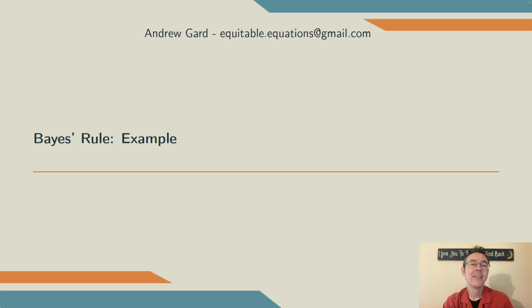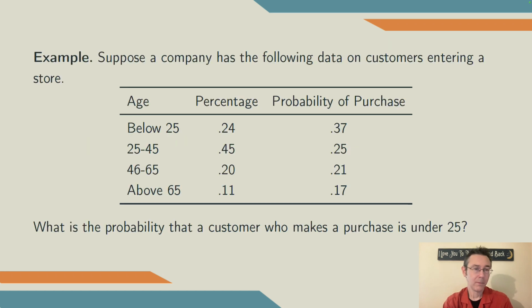Hey everybody. Today we're doing an example of Bayes' rule. We're imagining a situation where a company has data on customers entering their store. They know the age breakdowns of people that come in. For instance, 24% of the people that come in their stores are under the age of 25.